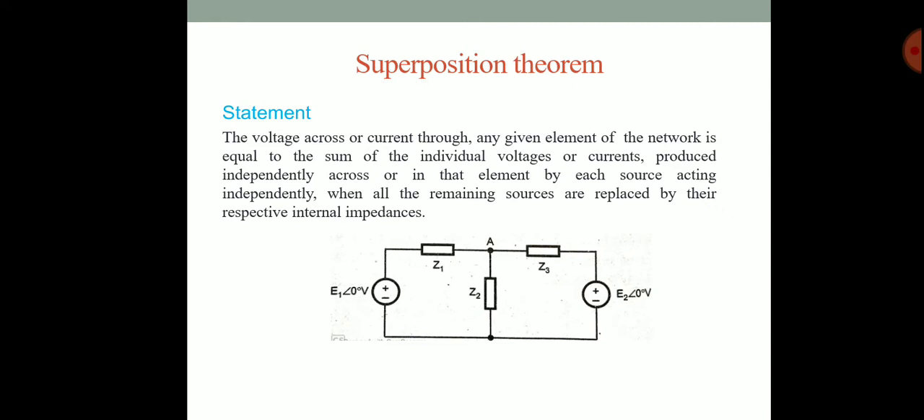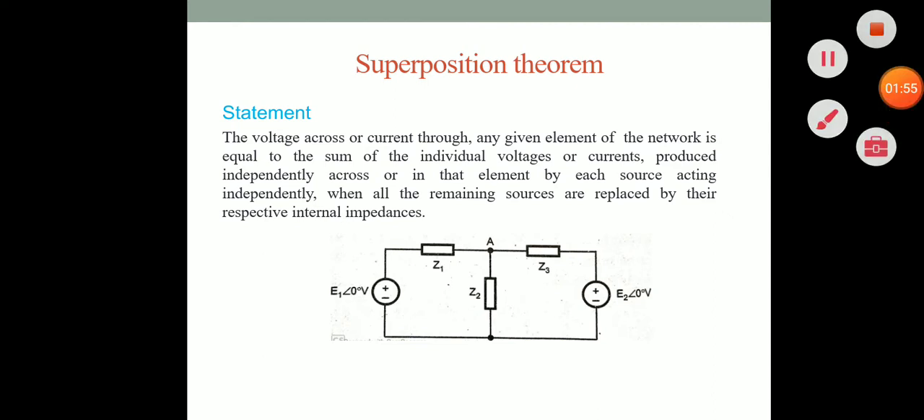In any multi-source complex network consisting of linear bilateral elements, the voltage across or current through any given element of the network is equal to the sum of individual voltages or currents produced independently across or in that element by each source acting independently, when all the remaining sources are replaced by their respective internal impedance.